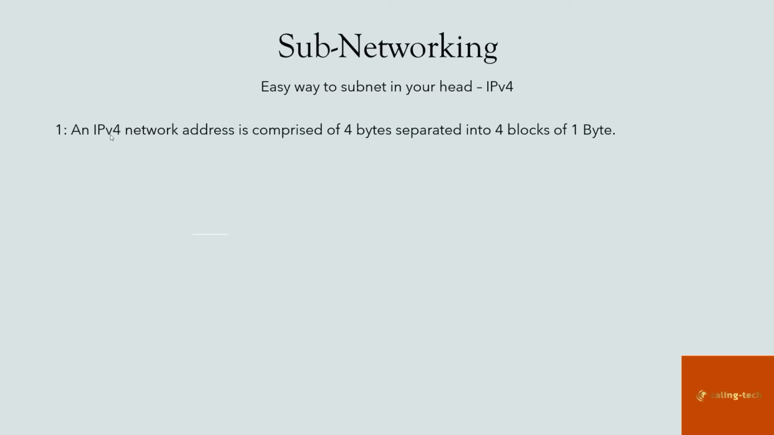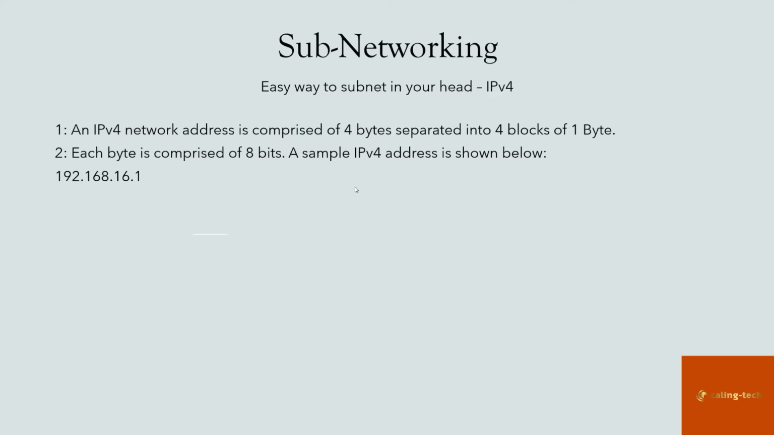So let's start here. An IPv4 network address is comprised of 4 bytes separated into 4 blocks of 1 byte. So 1 byte in each block. Each byte is comprised of 8 bits. You've all heard the saying 8 bits in a byte. So a sample IPv4 address is shown below, 192.168.16.1. That is an IPv4 sample address. The bits are written in binary and they're either on, which is a 1, or off, which is a 0.